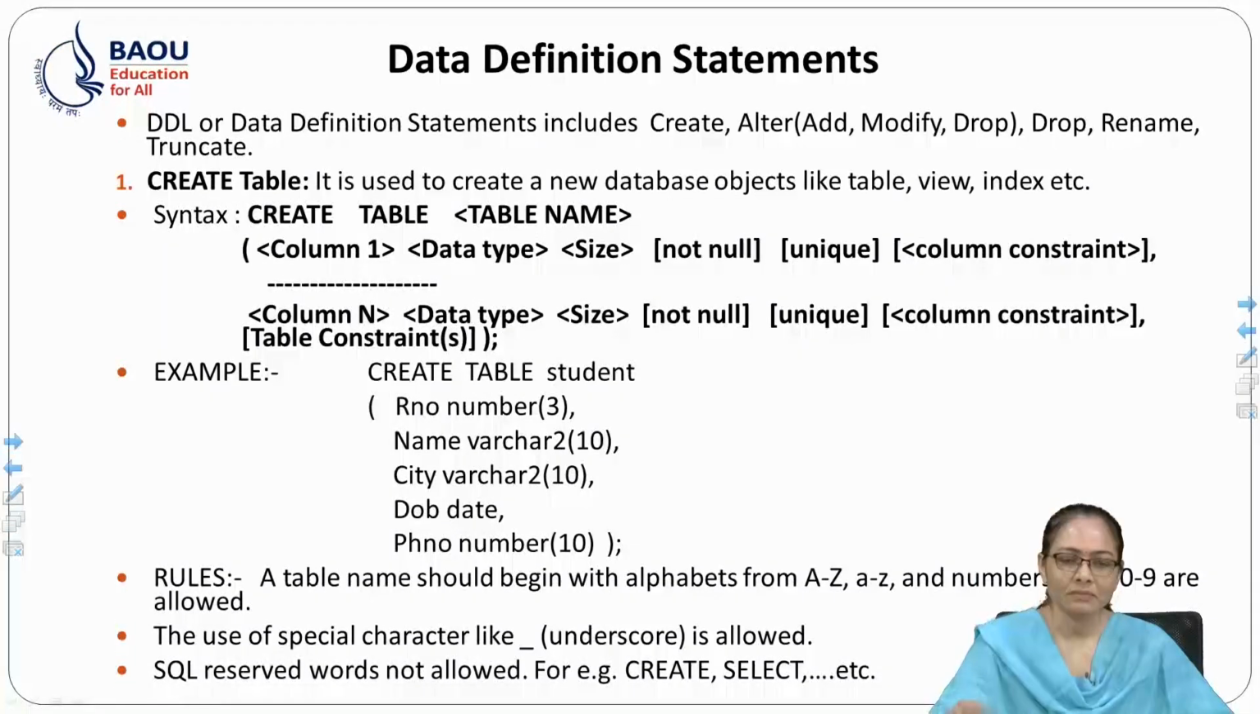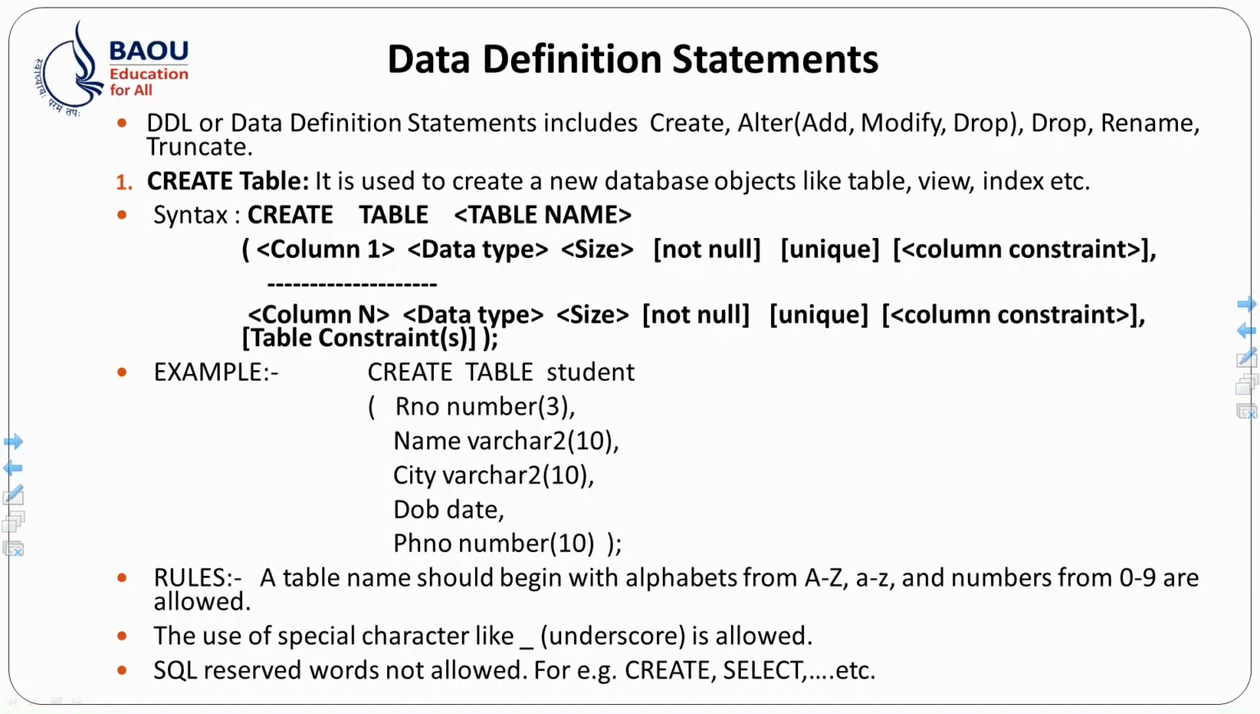Now what are the rules of the create table command? The table name should begin with alphabets, from capital letter A to Z, small letter a to z, and numbers from 0 to 9 are allowed. A special character like underscore is allowed. SQL reserved words are not allowed, for example create, select, etc. These are not allowed to be used as the name of the table.